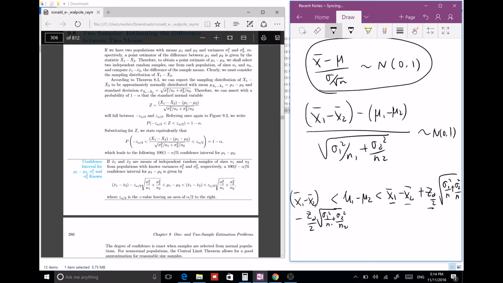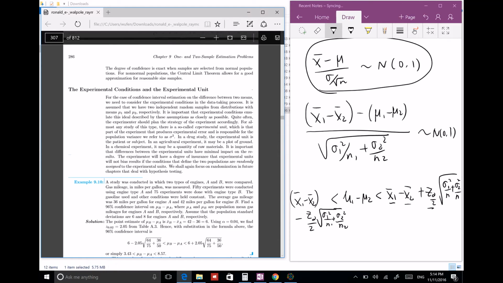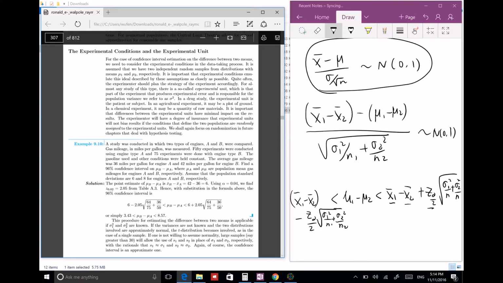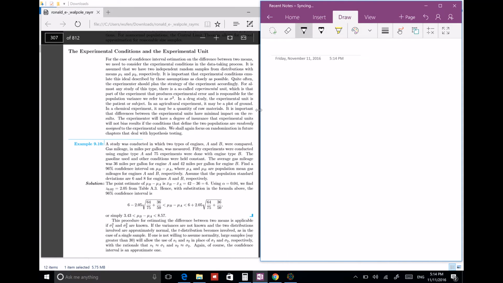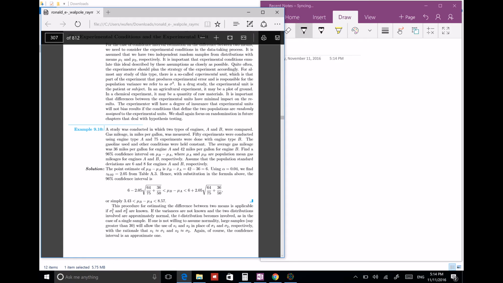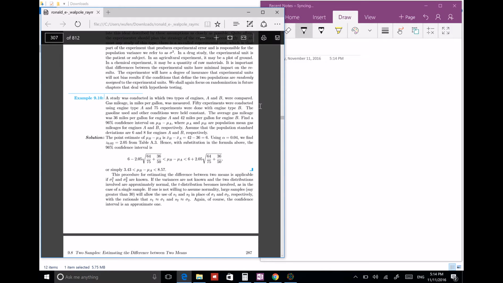Okay, so there is an example, example 9.10. You can look at this example, and everything is given as what I said. It tells you x1 bar minus x2 bar, the difference between the sample means, and also gives you sigma 1 and sigma 2, both are given.